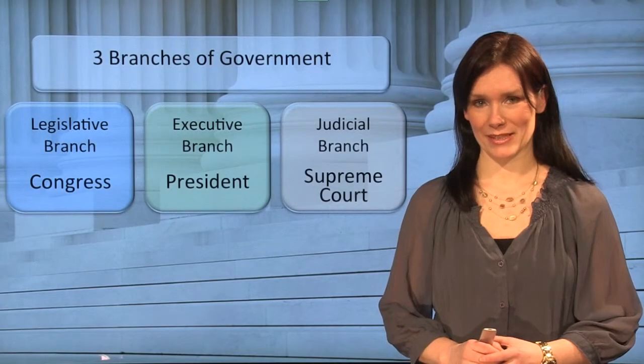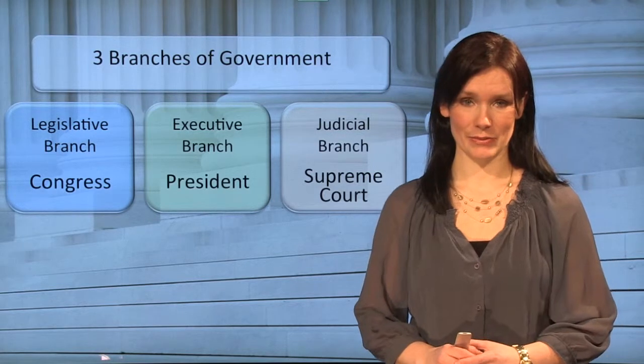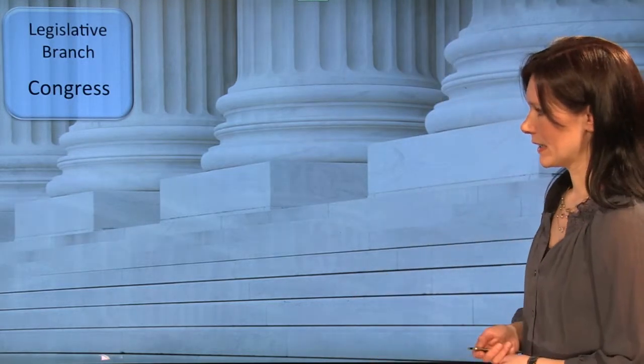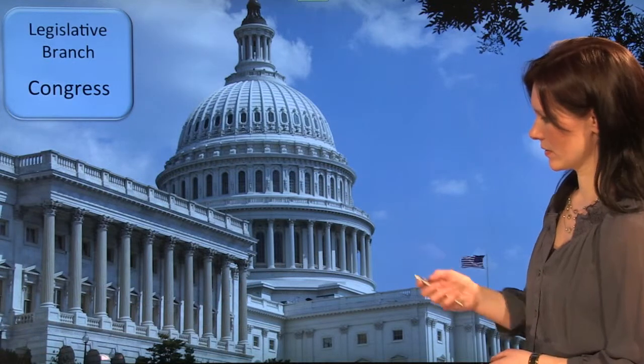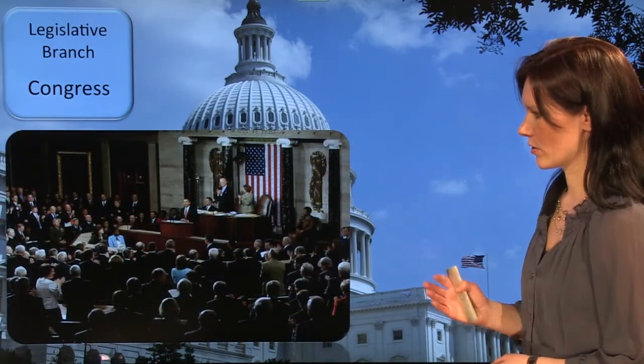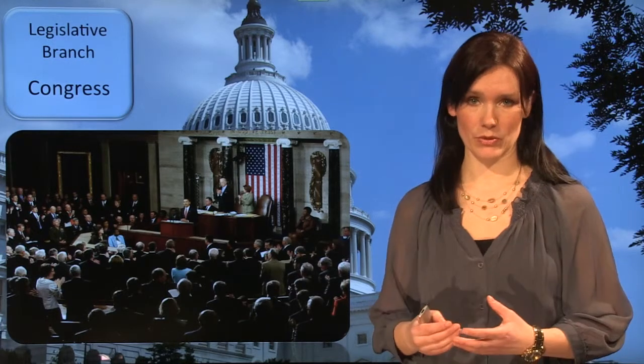So political power in the United States is divided into three branches, and we're going to start by looking at Congress, or the legislative branch. Legislative means lovgivende, so the name tells us that they deal with laws and law making. Now, this is Congress in Washington, D.C., and the legislative branch is often referred to as the people's branch.